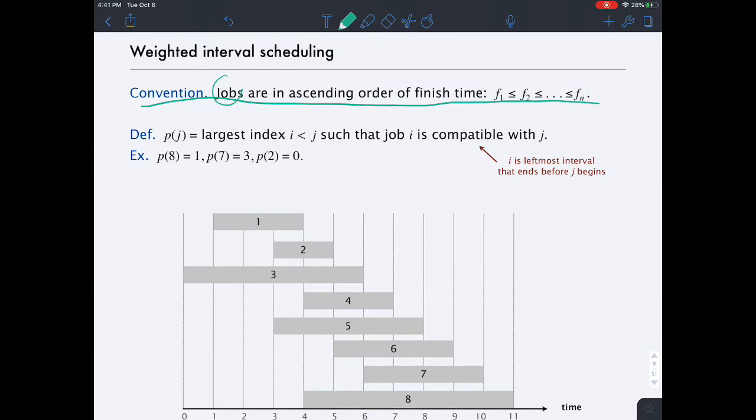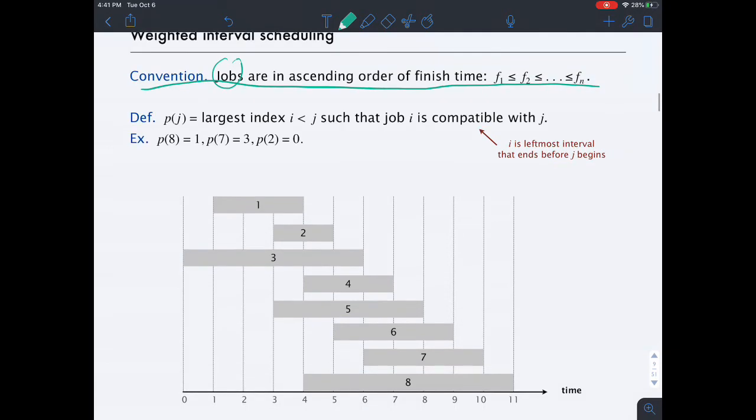Basically, we want the jobs to be ordered in ascending order of the finishing time. So this is an example. I have that many jobs, and I'm going to index all the jobs 1, 2, 3, 4, 5, 6, 7, 8. So the index of the job is by the finishing time. The finishing time of the first job is less than the finishing time of the second job, less than the finishing time of the third job, and so on and so forth.